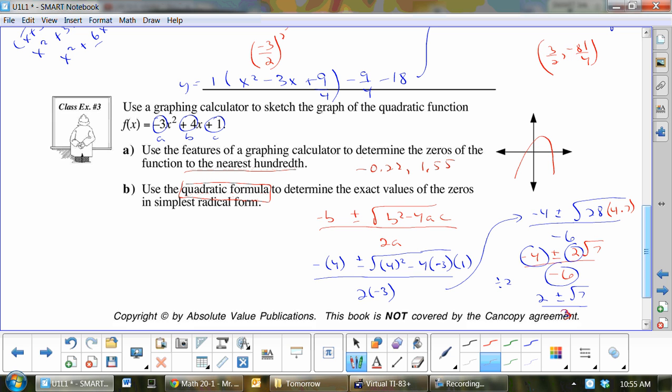And that's your final answer. 2 plus root 7 over 3 and 2 minus root 7 over 3. And they will give you negative 0.22 and 1.55 like we got. It's all coming back to you, eh?